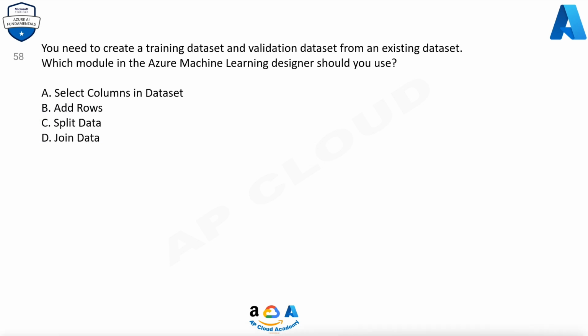(58) You need to create a training dataset and validation dataset from an existing dataset. Which module in the Azure Machine Learning Designer should you use? A. Select columns in dataset. B. Add rows. C. Split data. D. Join data.